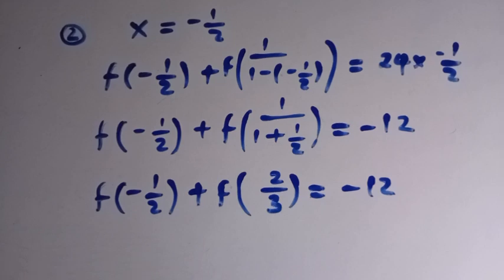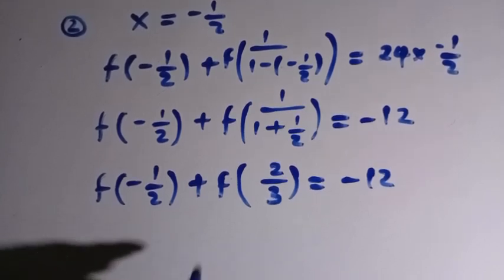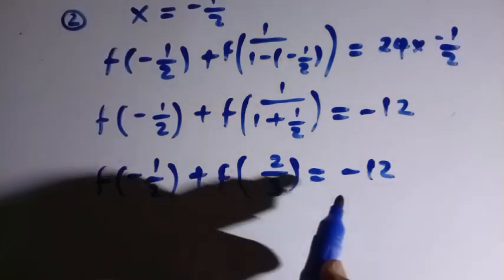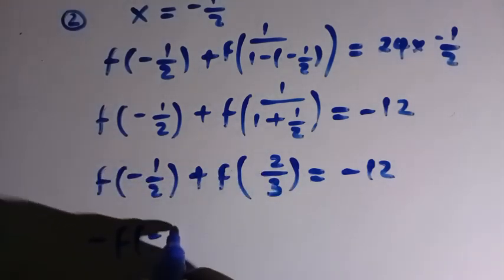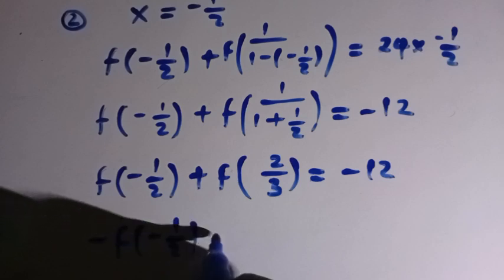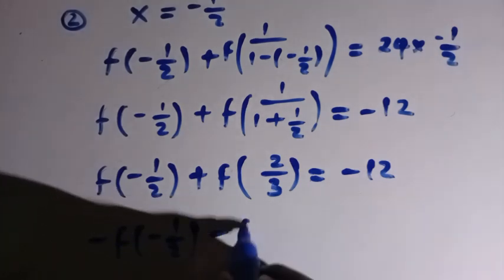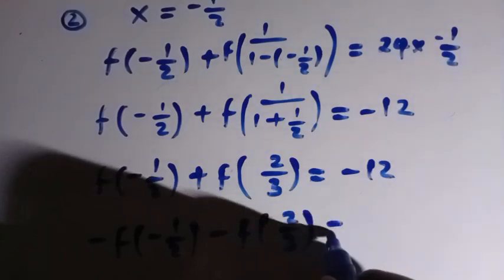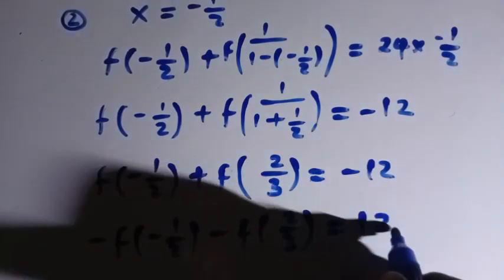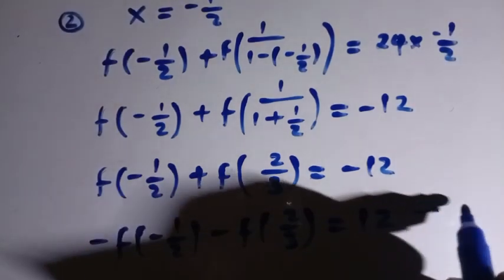And suppose I multiply this by minus, I want to make this one become plus. So here is minus f of minus 1 over 2, and here is minus f of 2 over 3 equals 12. So I'm going to name this one equation 2.